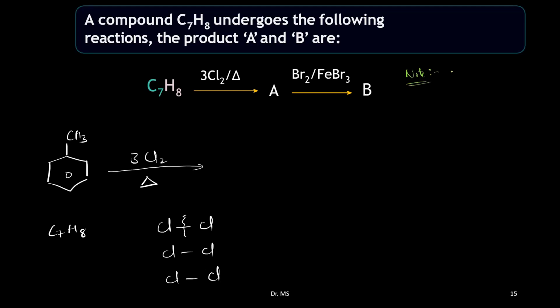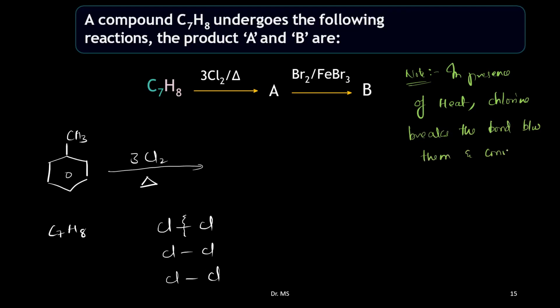Note: in presence of heat, the chlorine breaks the bond between them and converts into chlorine radicals. So what are chlorine radicals? Nothing but one will be turned into Cl plus, the other one will turn into Cl minus.